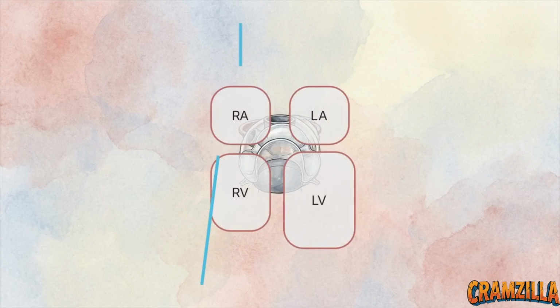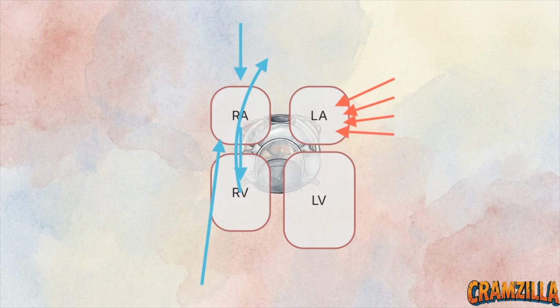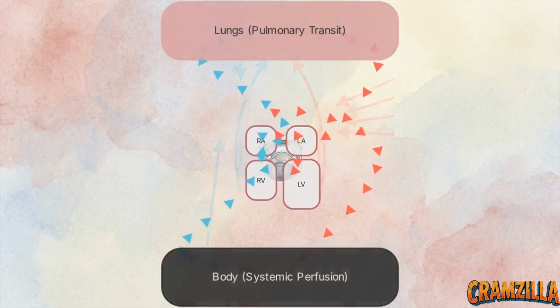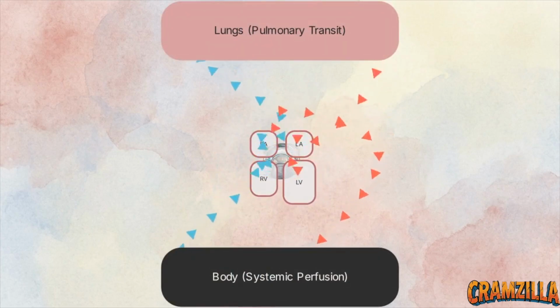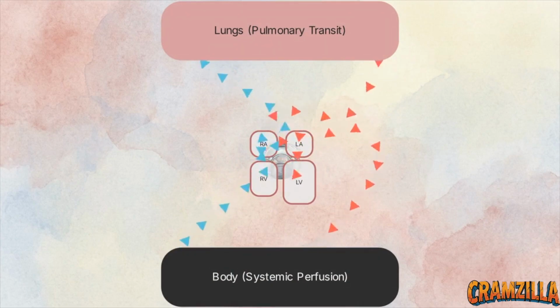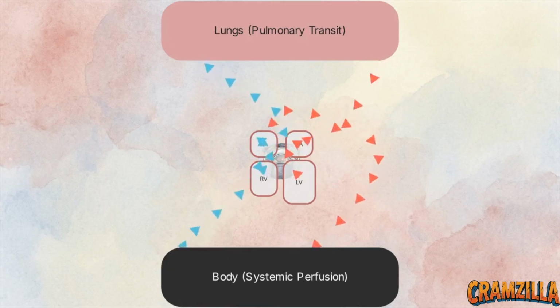Deoxygenated blood from the body enters the right atrium through the superior and inferior vena cavae. It drops into the right ventricle, which ejects it through the pulmonic valve into the pulmonary arteries toward the lungs. After gas exchange, oxygenated blood returns via 4 pulmonary veins into the left atrium. It descends into the left ventricle and is forcefully ejected through the aortic valve to supply the systemic circulation. This continuous flow forms a closed double-circuit pump system. The right heart handles pulmonary transit, while the left heart drives systemic perfusion.